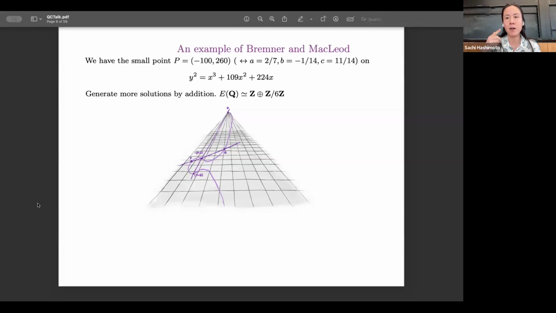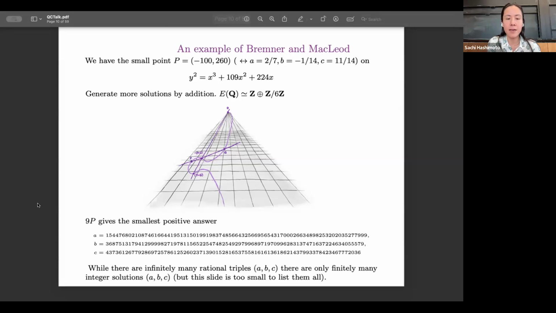So something we can do is start adding the point P over and over and see how the values of A, B, and C change. And as we do that, what happens is that 9 times P gives the smallest positive answer. And so there are the values of A, B, and C that you would need. And while there are infinitely many rational solutions A, B, and C that solve the original question, there will be only finitely many integer solutions A, B, and C. But unfortunately, this slide is too small to list them all.